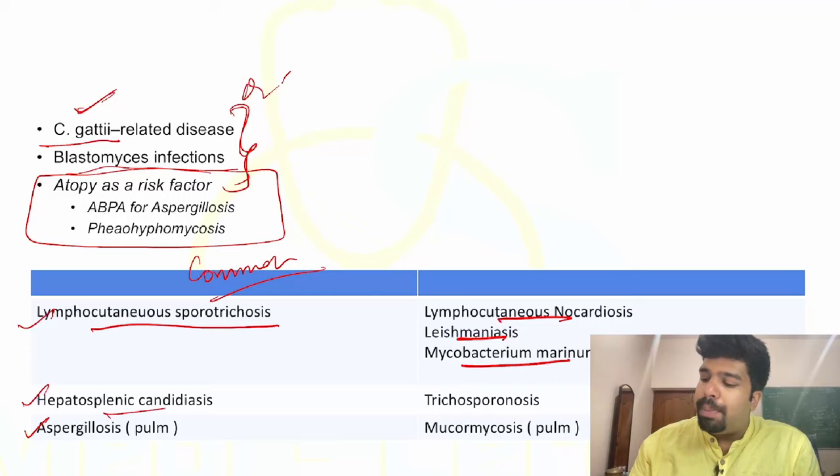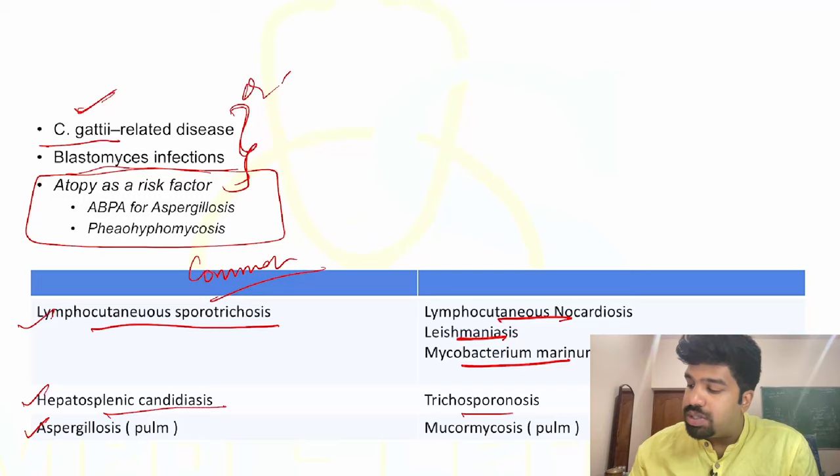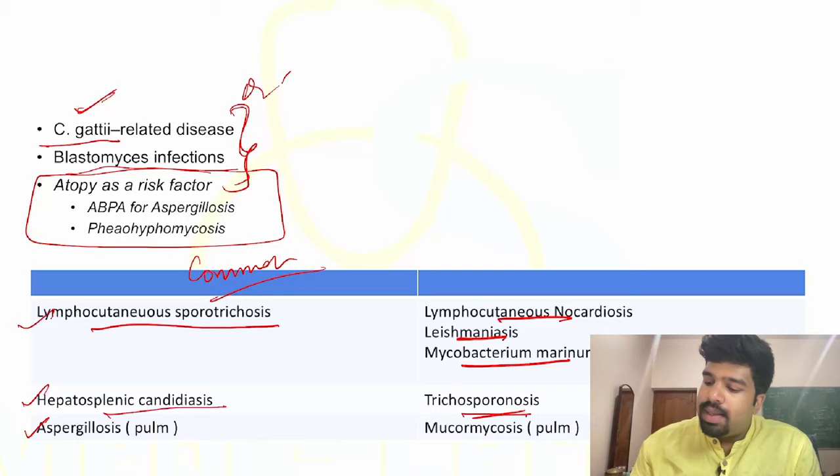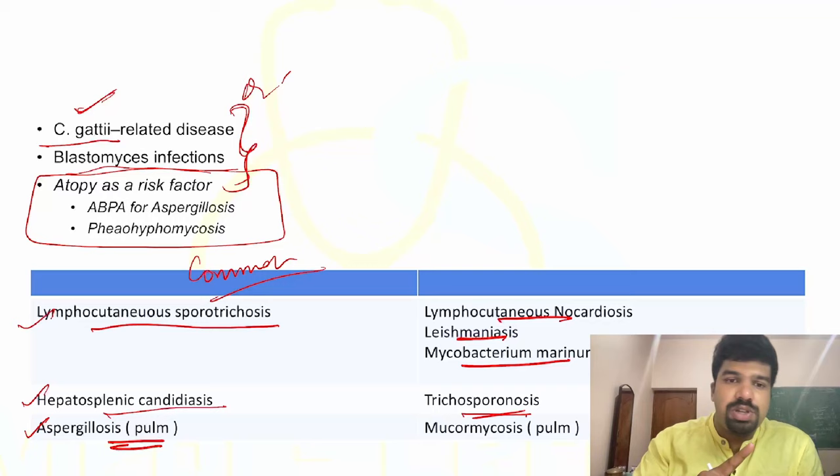Then hepatosplenic candidiasis. I told you one of the most important yeasts is Trichosporon, correct? Both Candida and Trichosporon are true yeasts, so they become a DD for each other because they're both very invasive in nature. Pulmonary aspergillosis, the DD is pulmonary mucormycosis.